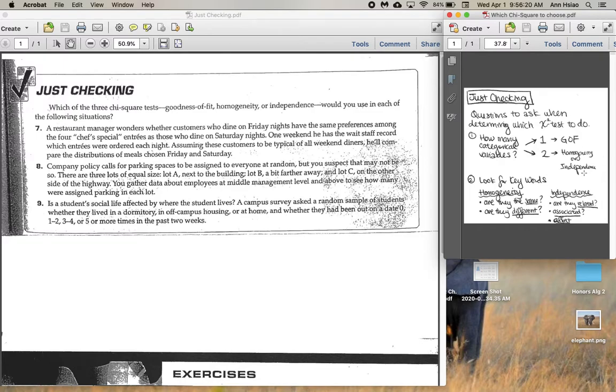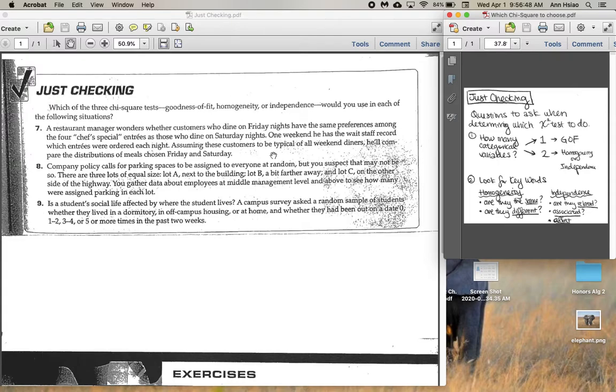So now I'm going to look for those keywords. Here I see whether or not they have the same preferences among the 4 chef special entrees. So the keyword is "the same." That keyword tells me that this is going to be a chi-square test for homogeneity. Chi-square test for homogeneity.